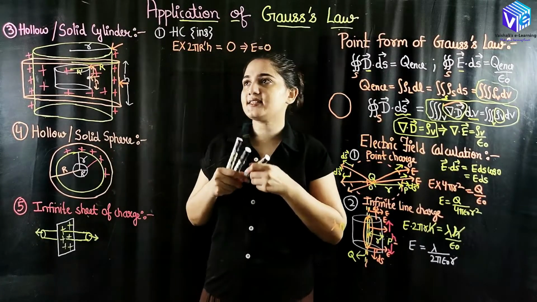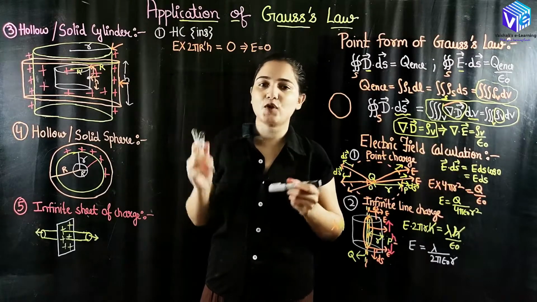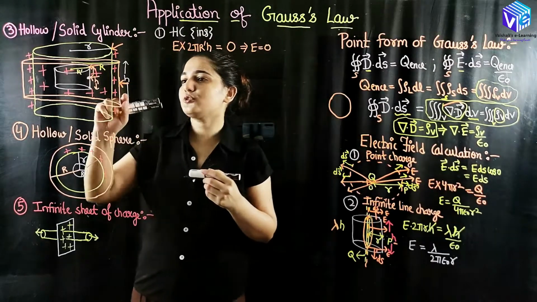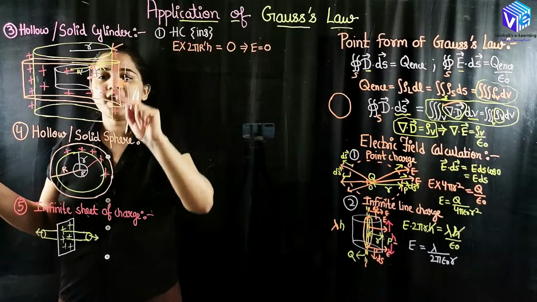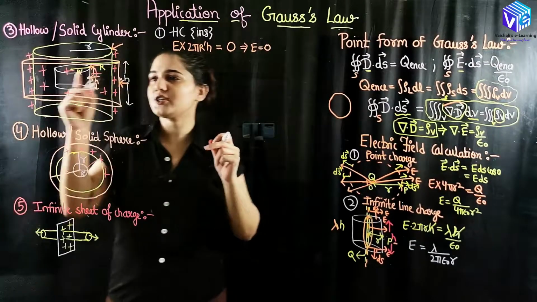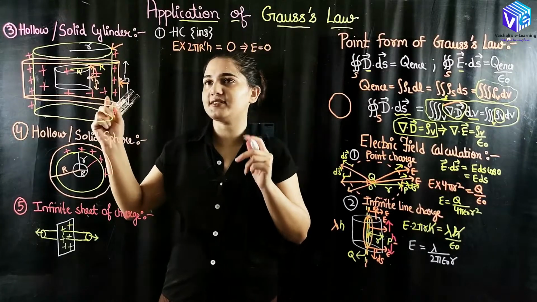So in the first case, I have found out that E is equal to 0. Now coming to the outside point. Here I have taken my point and I have made this surface. The Gaussian surface is outside the given surface.